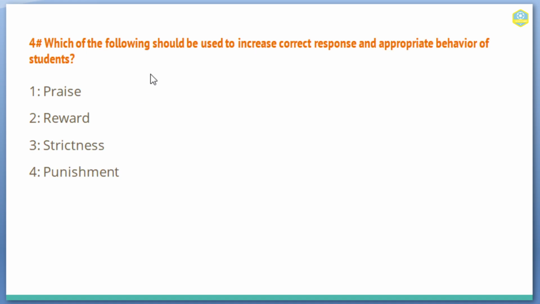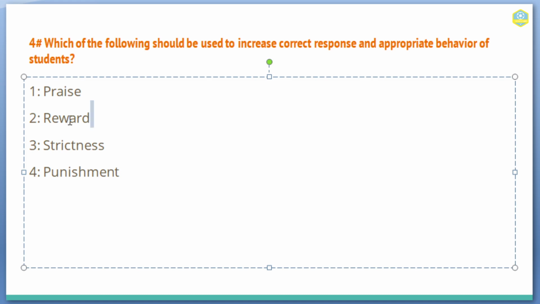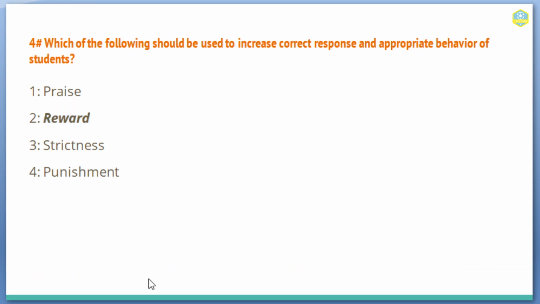Another is, which of the following should be used to increase the correct response and appropriate behavior of the student? Praise, reward, strictness, or punishment. So it's a reward. Through reward you can increase the appropriate behavior. Even through reward you can raise the attainment as well.